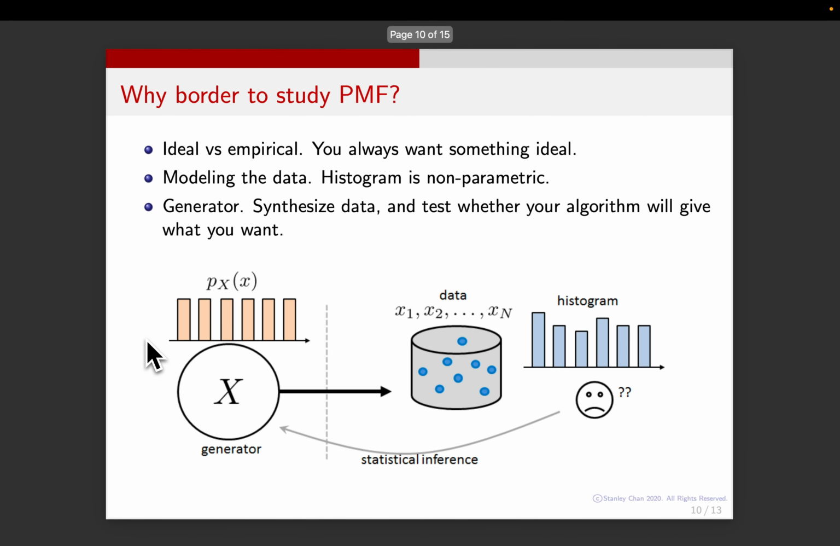So now we look at why we should be studying the PMF. This is a small typo from the original author. It should have been bother and not border. So why should we study the PMF? We can look at multiple reasons.